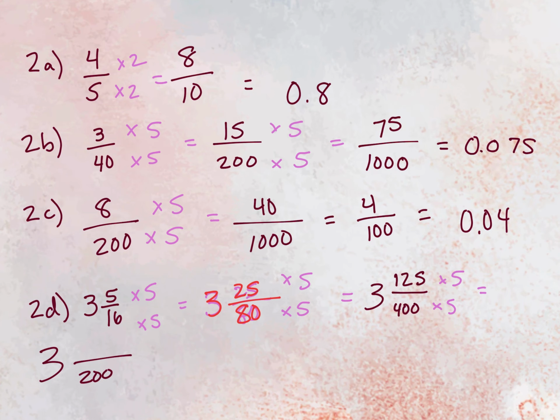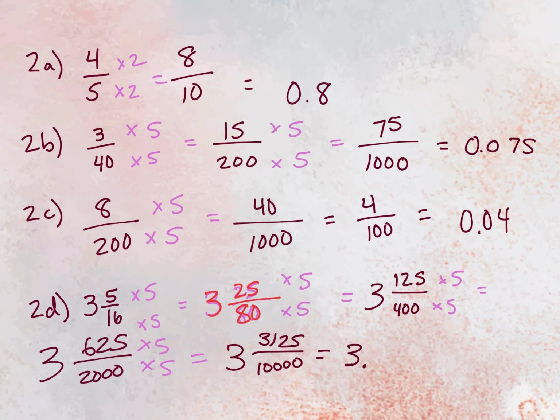3 and 625 over 2,000. And then times that by 5 one more time. And that is 3 over 10,000. And 625 times 5 is 3,125. So this is 3. This will be tenths, hundredths, thousandths, 10,000ths place.